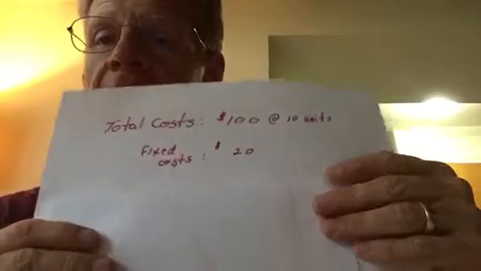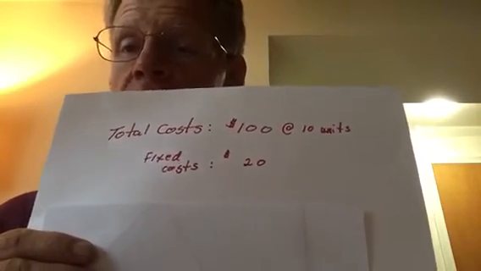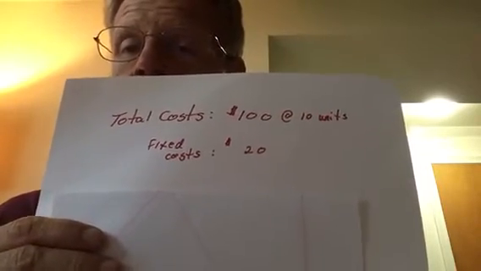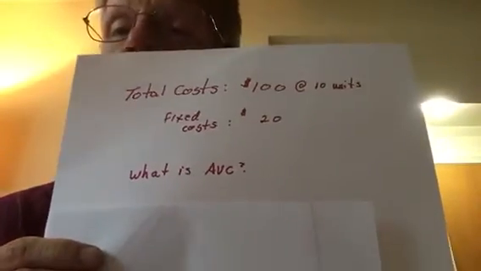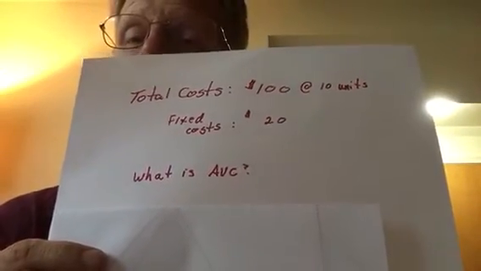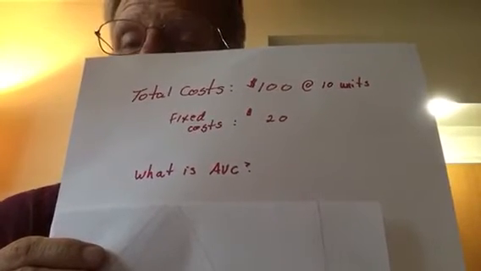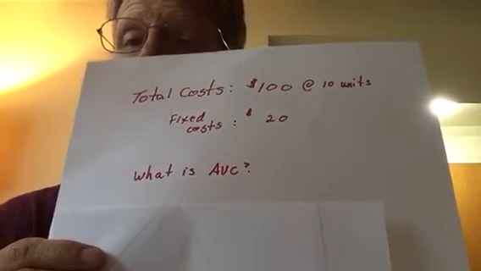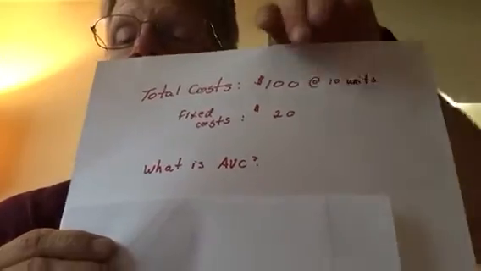I'm going to cover up the solution to make it exciting. All right, total costs. You've been given the total costs are $100 at 10 units. You're also told that fixed costs are $20. Now, the question is, what is AVC, or average variable cost? So you've been given some totals. You've got the quantity. What's the average variable? Now, keep in mind that fixed costs plus variable costs equals total costs. We do know that.